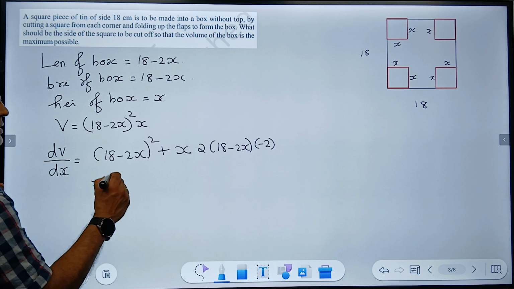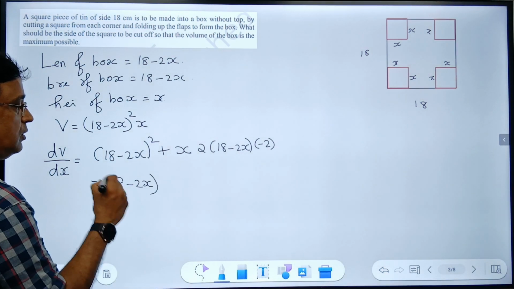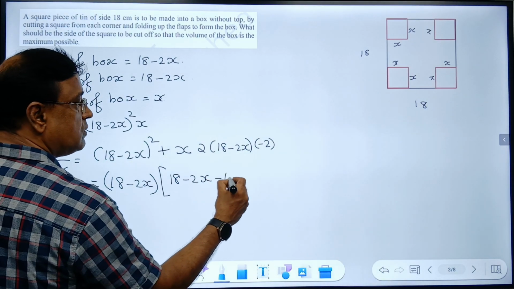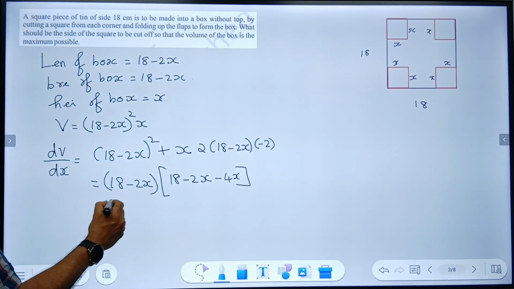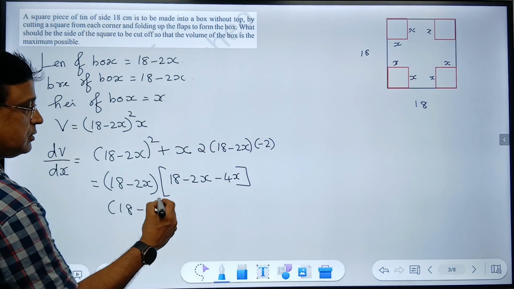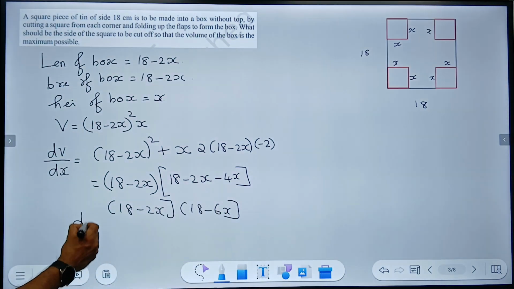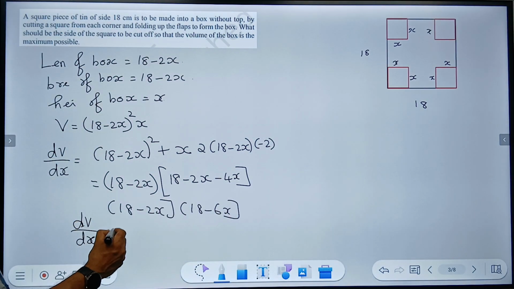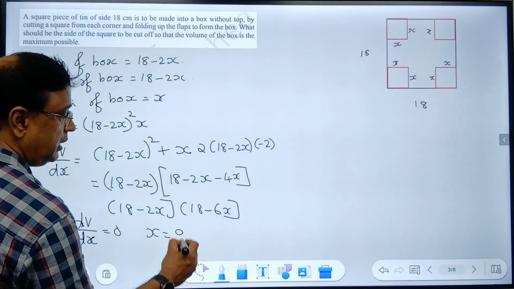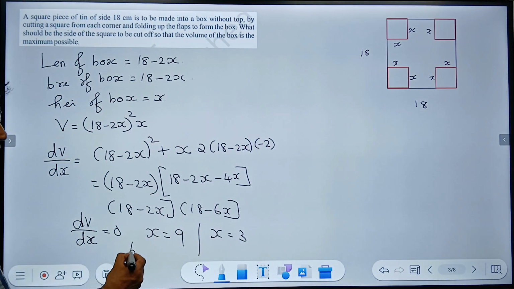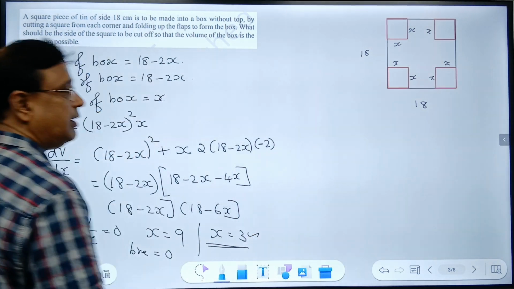Now here clearly you can see 18 minus 2x is common. So what do I get inside? 18 minus 2x minus 4x, which is 18 minus 2x, and it is 18 minus 6x. Now I find dV/dx is equal to 0, which will be x is equal to 9 and x is equal to 3. If x is 9, then you see the breadth of the box will become 0, 18 minus 2x, which is invalid. So x is equal to 3 is the correct value.